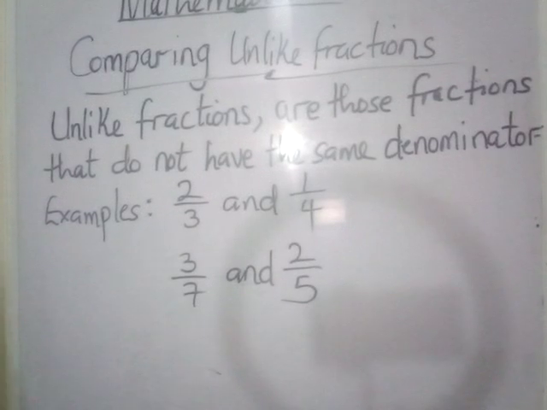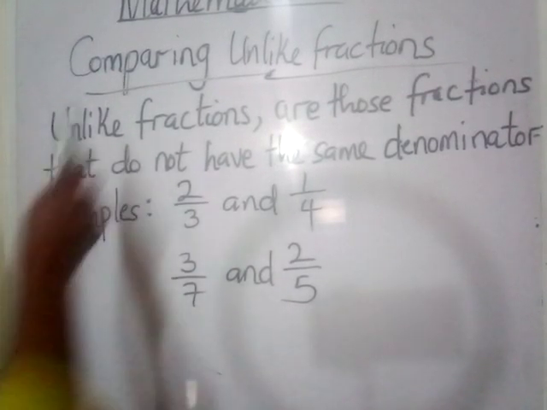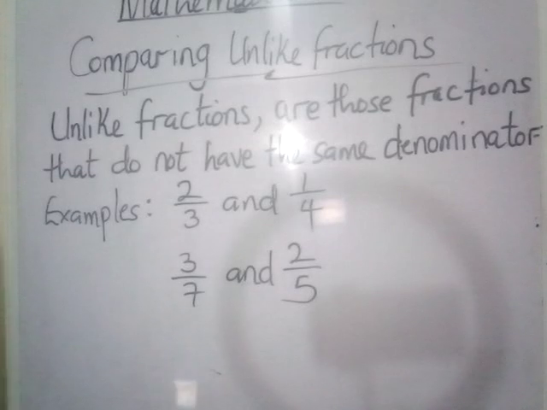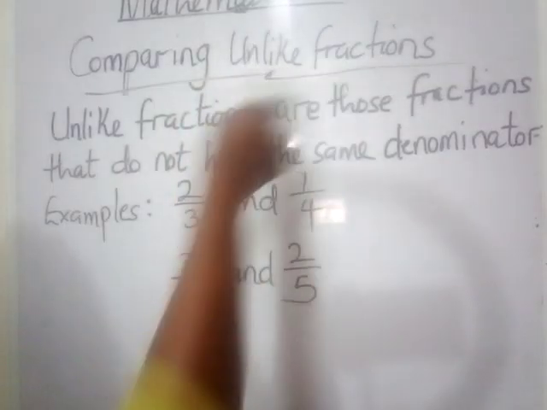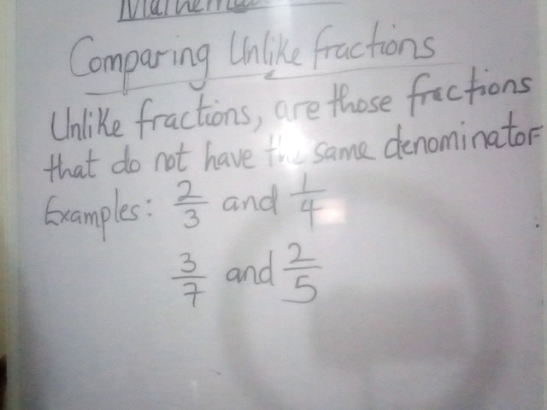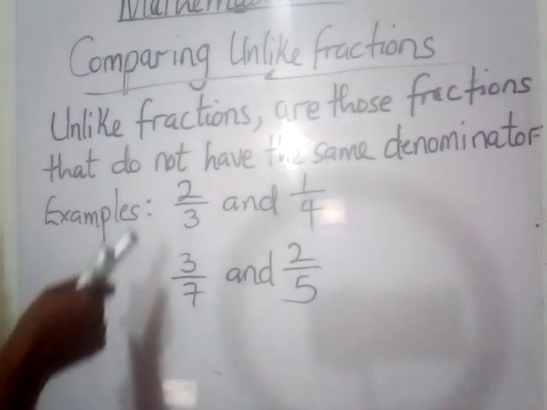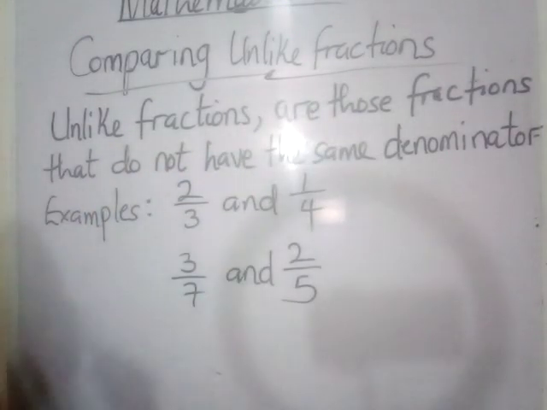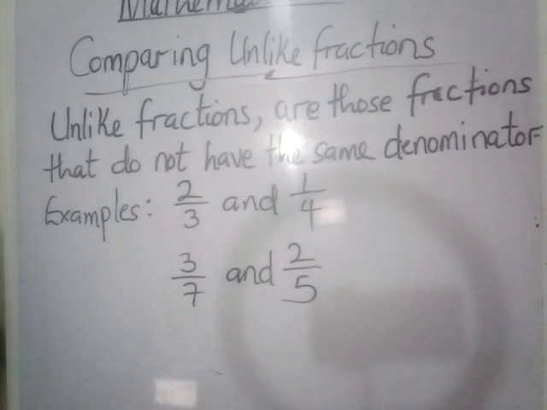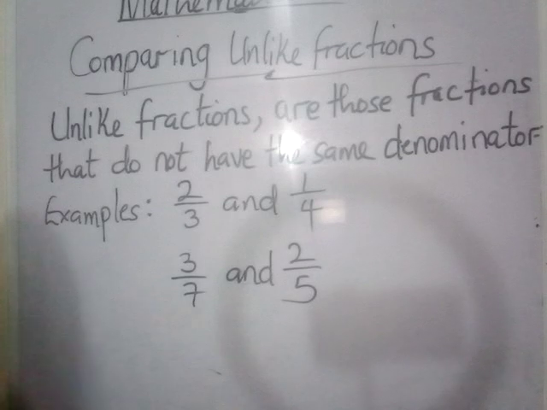So the next aspect we're going to look into now in fractions is comparing unlike fractions. What are unlike fractions? Unlike fractions are those fractions that do not have the same denominator. You remember we looked at like fractions last week, okay? And like fractions are those fractions that have the same denominators. We even went ahead to do addition and subtraction of like fractions, which turned out to be very easy.